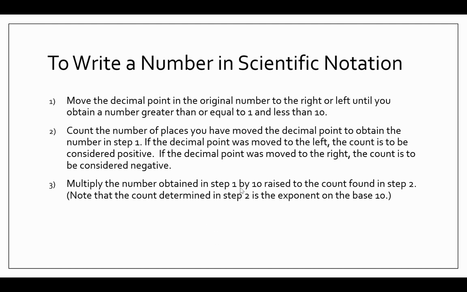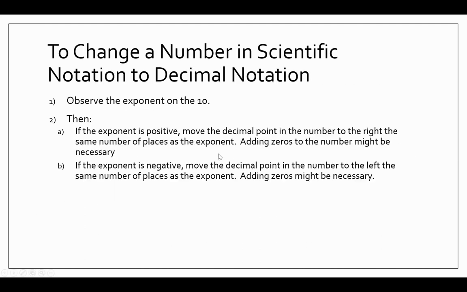And then we multiply the number obtained in step 1 by 10 raised to the count found in step 2. Note that the count determined in step 2 is an exponent on the base of 10. To go the other way, we observe the exponent on the 10. Then, if the exponent is positive, we move the decimal in the number to the right. Because again, if it's a positive number, we're going to get a really big number. So we're going to move our decimal to the right, adding zeros as necessary.